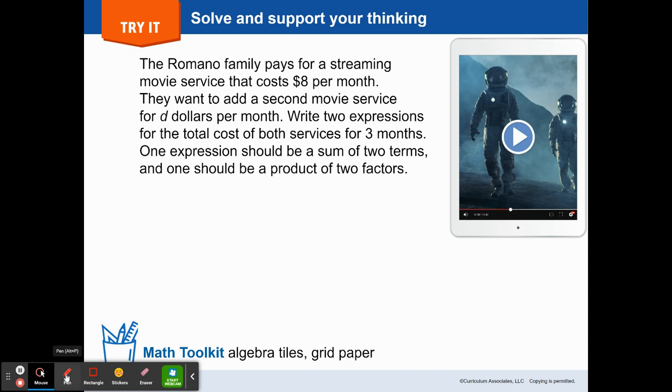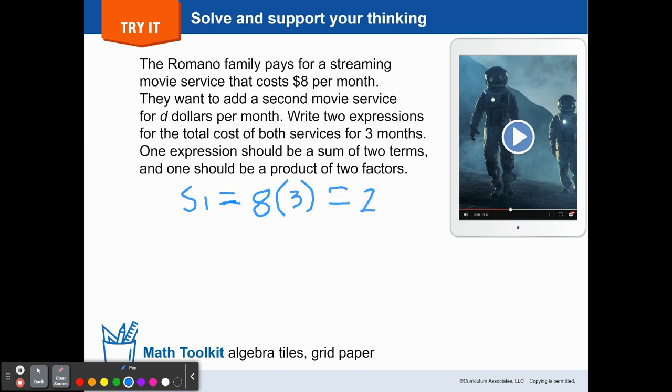So, when looking at this particular problem, we want to say, okay, service number one, they said that was $8 for every month, right? And we know that we're calculating cost for 3 months. So if it's $8 for every 1 month, then we could take that 8 and multiply it times 3 to give us how much it's going to cost for service number one. So service number one, 8 times 3 is 24, right?